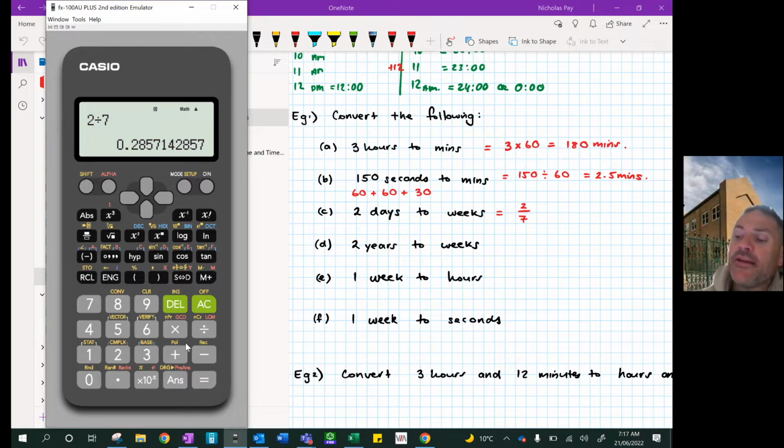Well, we know that 1 year is 52 weeks. So 2 years is twice that. We get 104 weeks. Again, if you're not sure, do both and then see which is more appropriate.